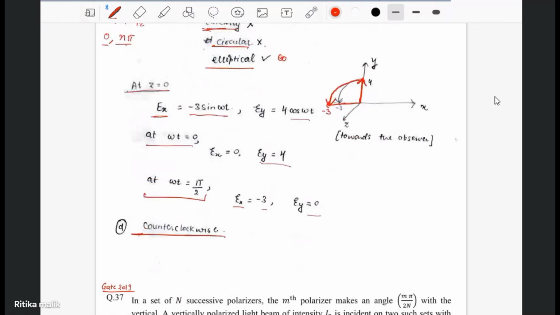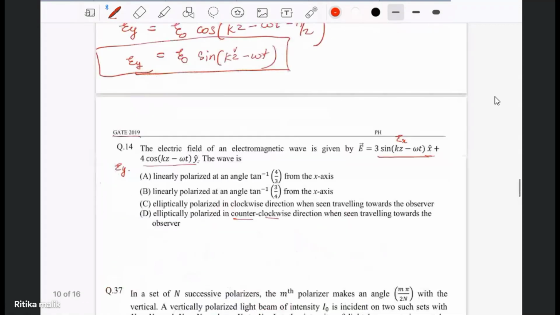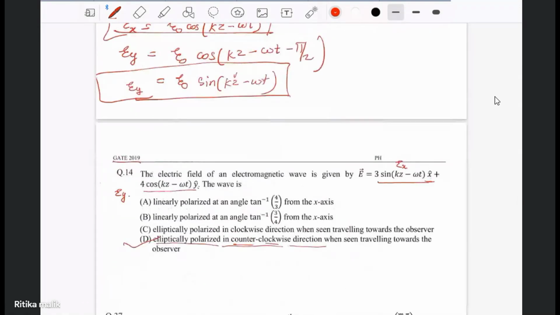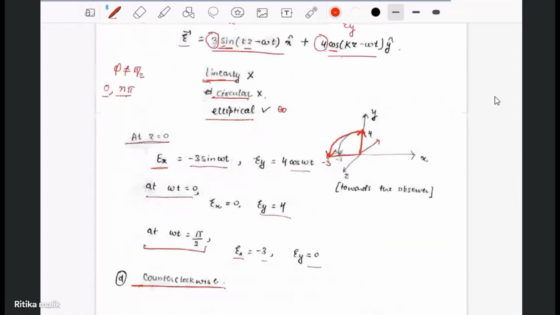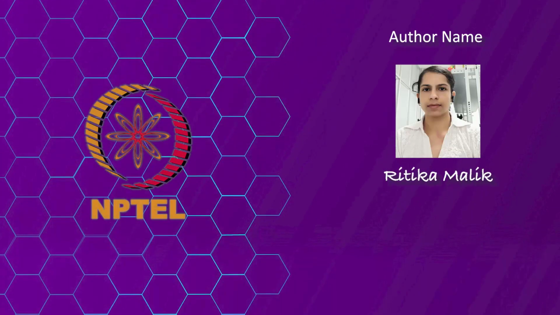So the right answer is D. It is an elliptically polarized light in counterclockwise direction when seen with the wave traveling towards the observer. If you are standing in the minus z direction, which is away from the observer, then it is just like looking at a clock from behind, and you see the opposite direction. So you need to take care in the question whether it is asked towards the observer or away from the observer.